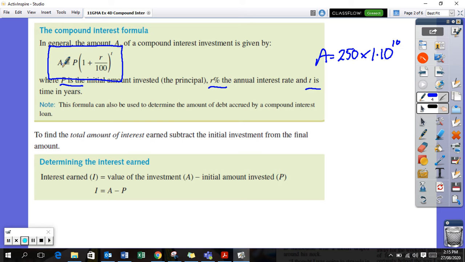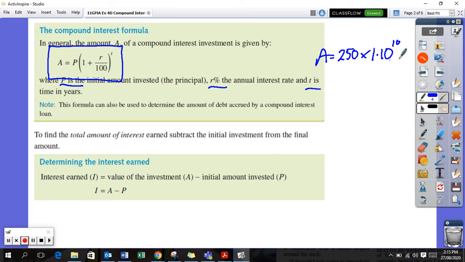Okay, and not unlike the simple interest formula that worked out interest, this one actually works out the amount. So if you want to know just how much interest they got, you have to actually get the amount and minus the original value.